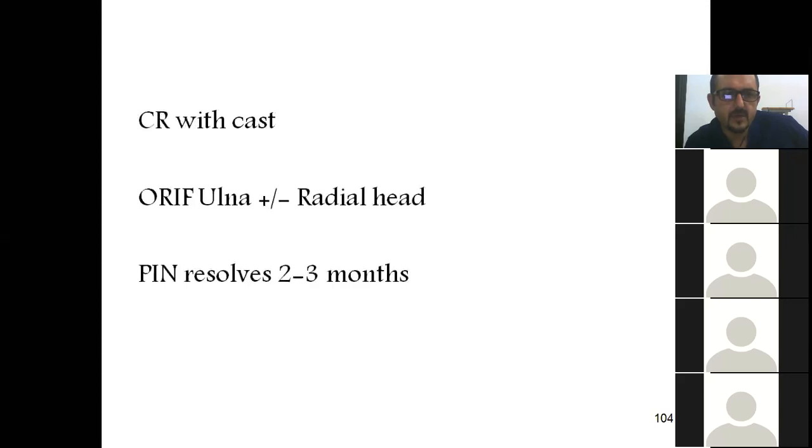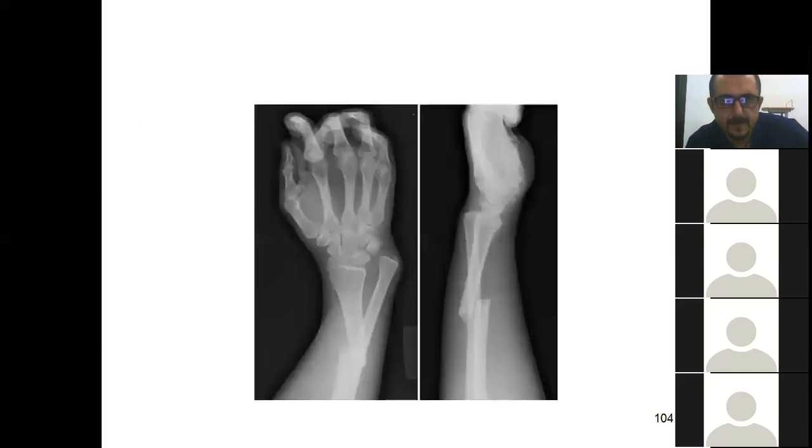Regarding the treatment, you can do a closed reduction with cast, ORIF of the ulna, or the radial head as well. First you reduce the fractured ulna, pin it with an elastic intramedullary nail or plate it, and then you assess the radial head. Mostly it comes back into its place. Plastic deformation injury does not need any intervention. It resolves within 2-3 months.